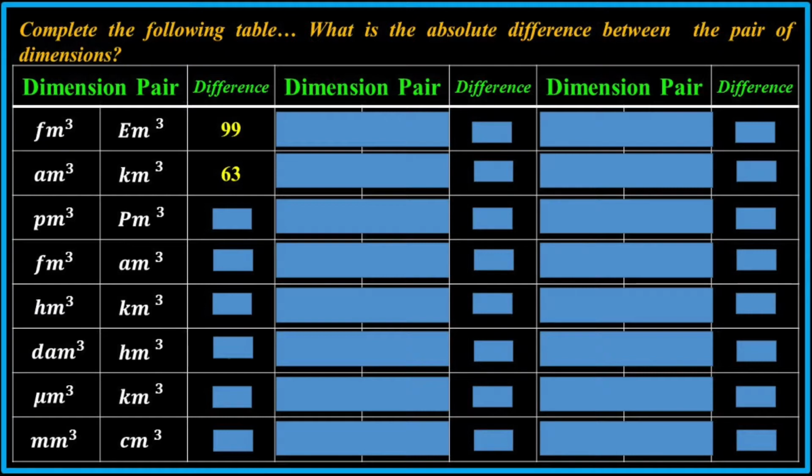So 63 is the second one. You have 99, 63, and then 81. And then the femto would be negative 15, and atto would be negative 18. That would be 3. 3 cubed would be 9. And I will let this run again till the end and see how you did.